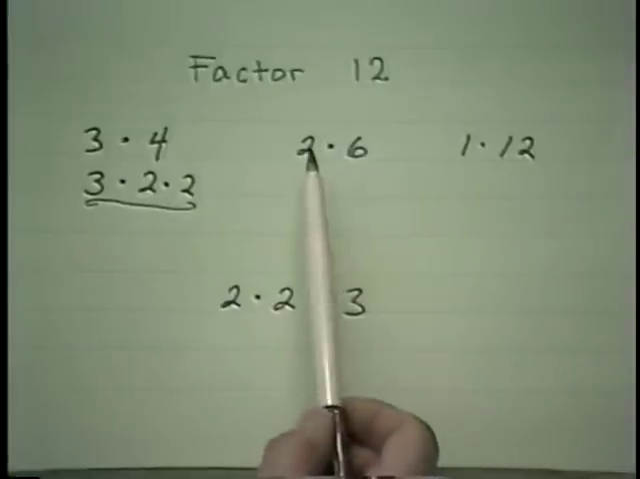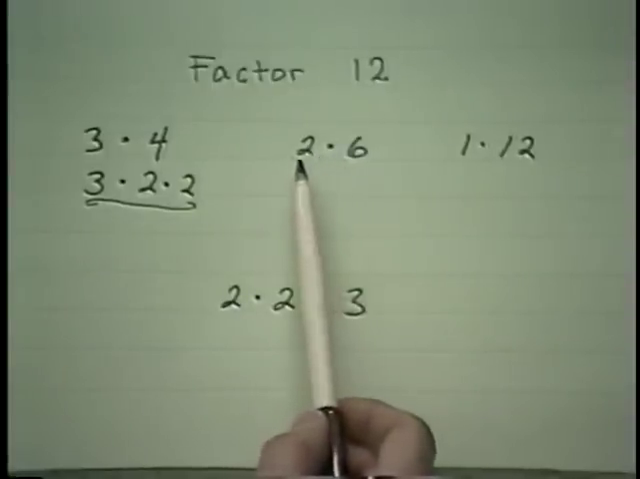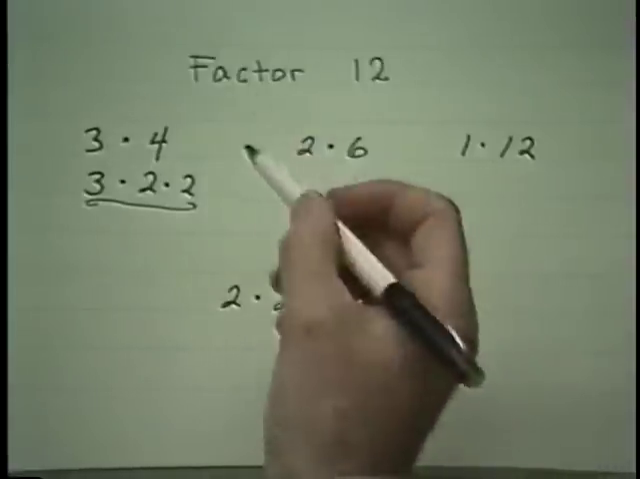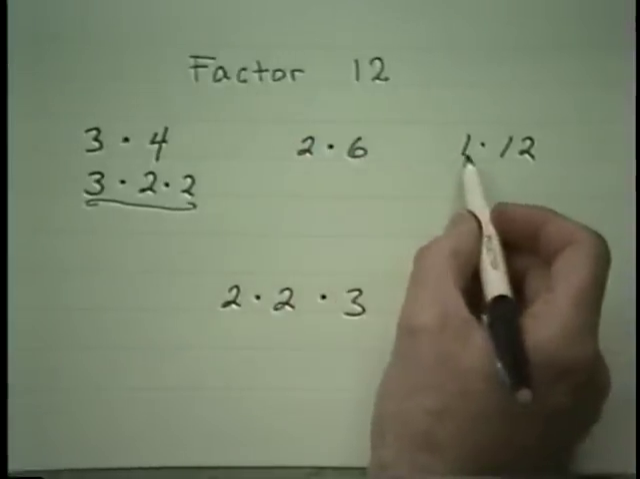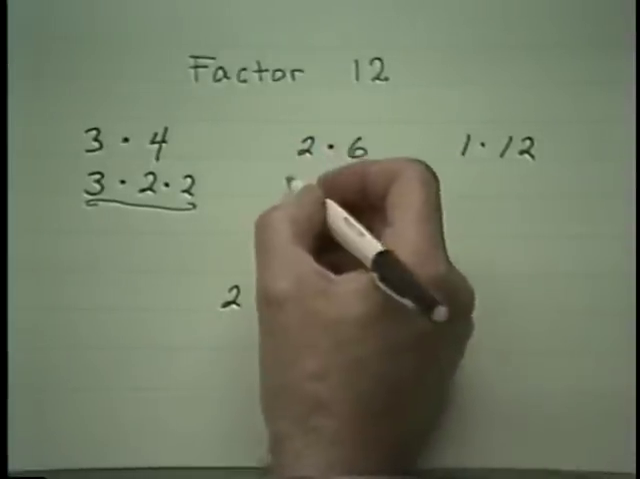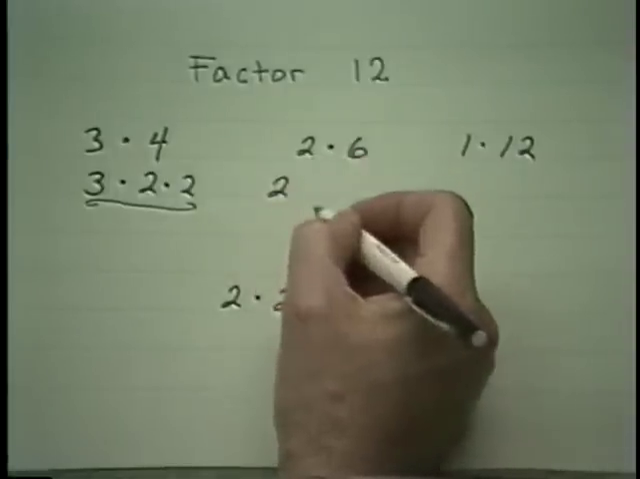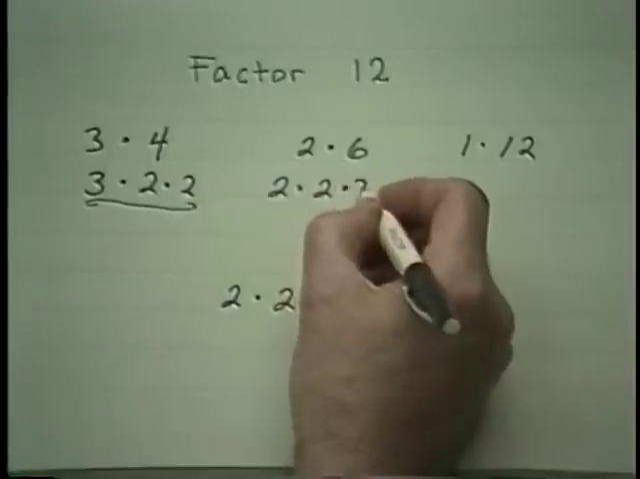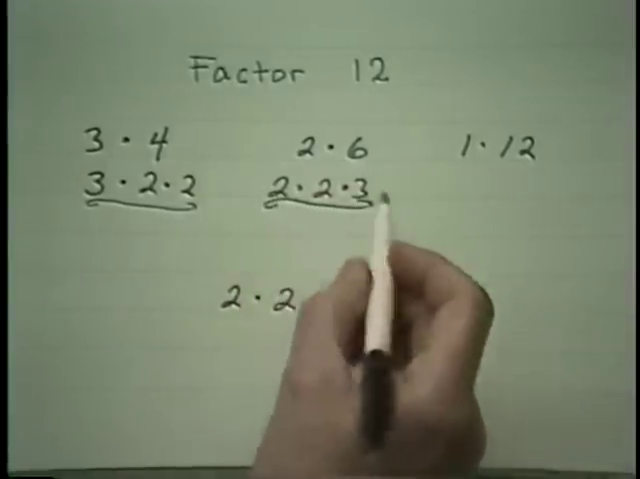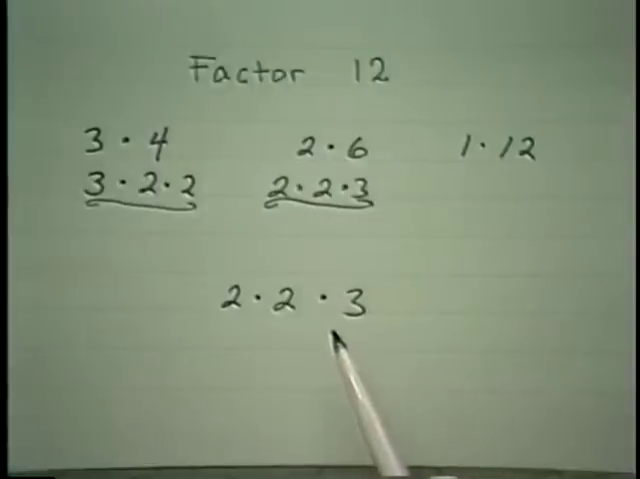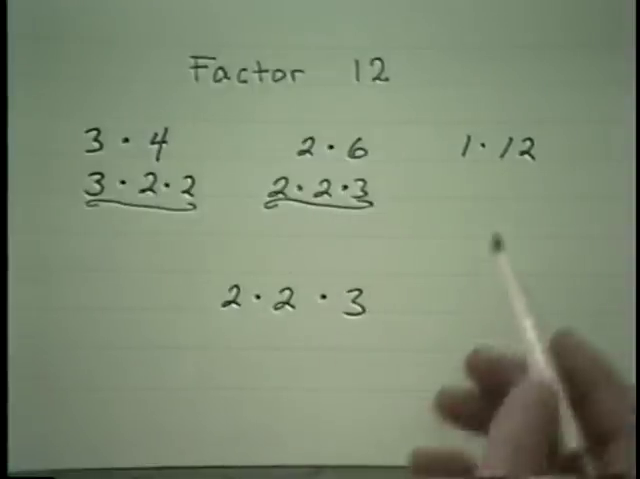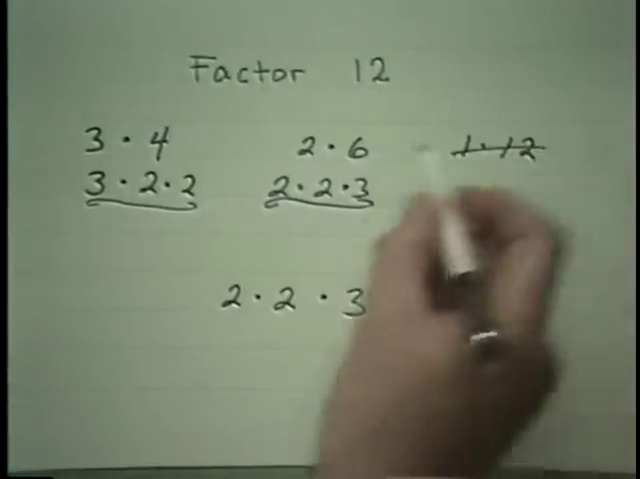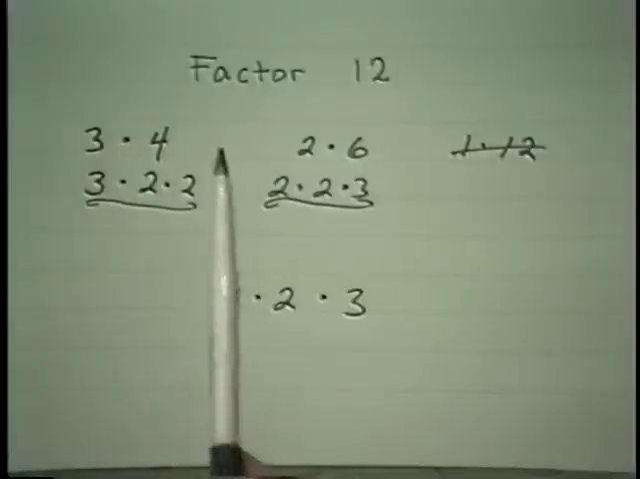Now let's do the same thing over here. Ask, can I factor 2? That is, can I write it as a multiplication problem? The answer, except for the trivial case of using itself and 1, is that I can't. 2 is a prime number. But 6 I can. 6 is 2 times 3. And again, now that is the same as this. And of course, if I were to do this, I would eventually get down to this as well.